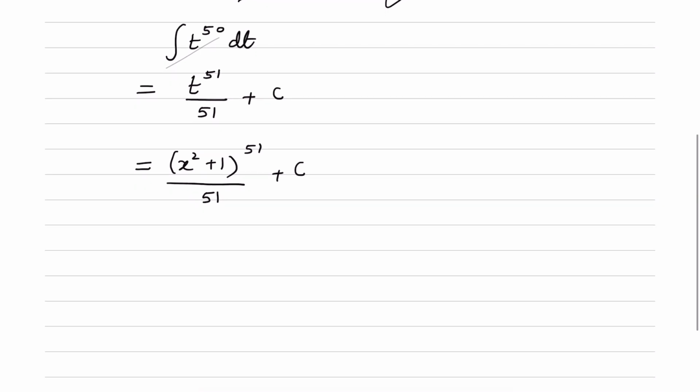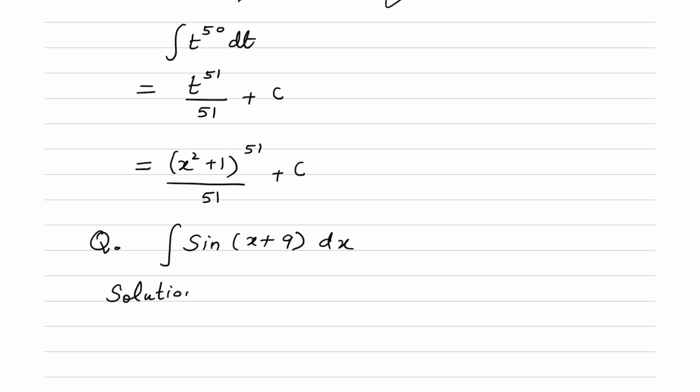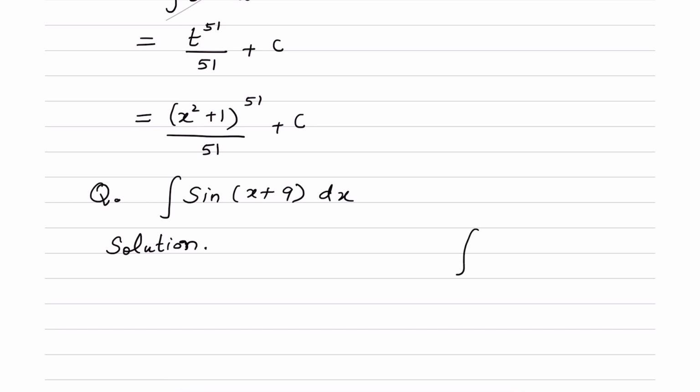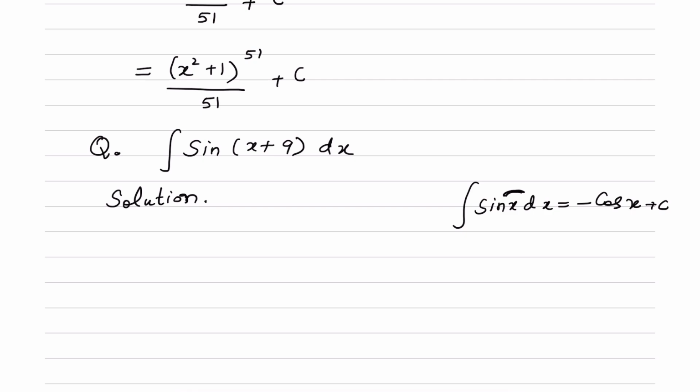Let's attempt another question by substitution. We have to solve this integral sine of x plus 9, dx. Now there isn't any known formula that can help us to solve this integral, but what we know is integral sine x dx equals minus cos x. But in this case, our angle of the trigonometric function is just x, whereas in our particular case the angle is x plus 9.